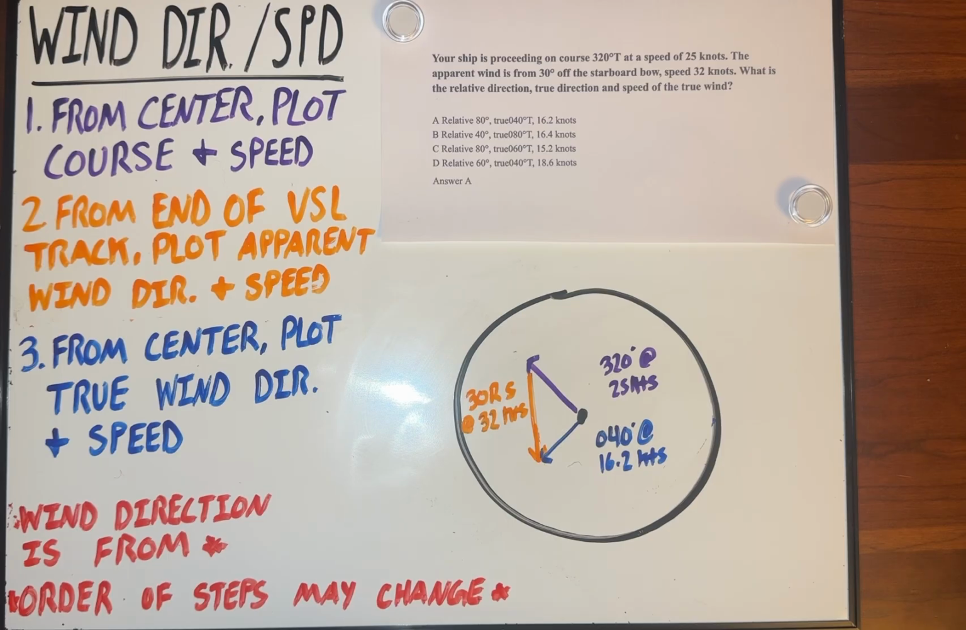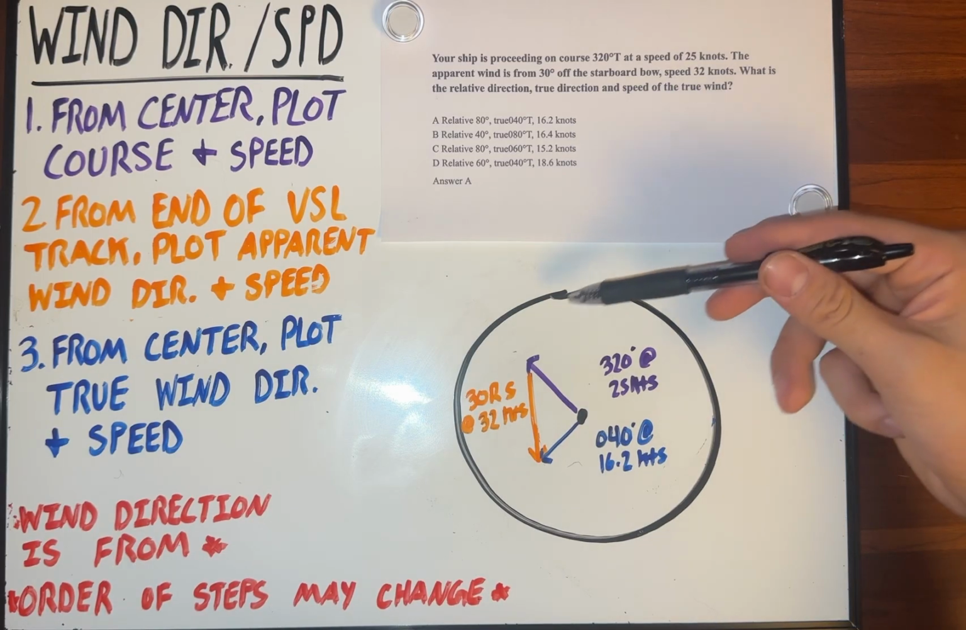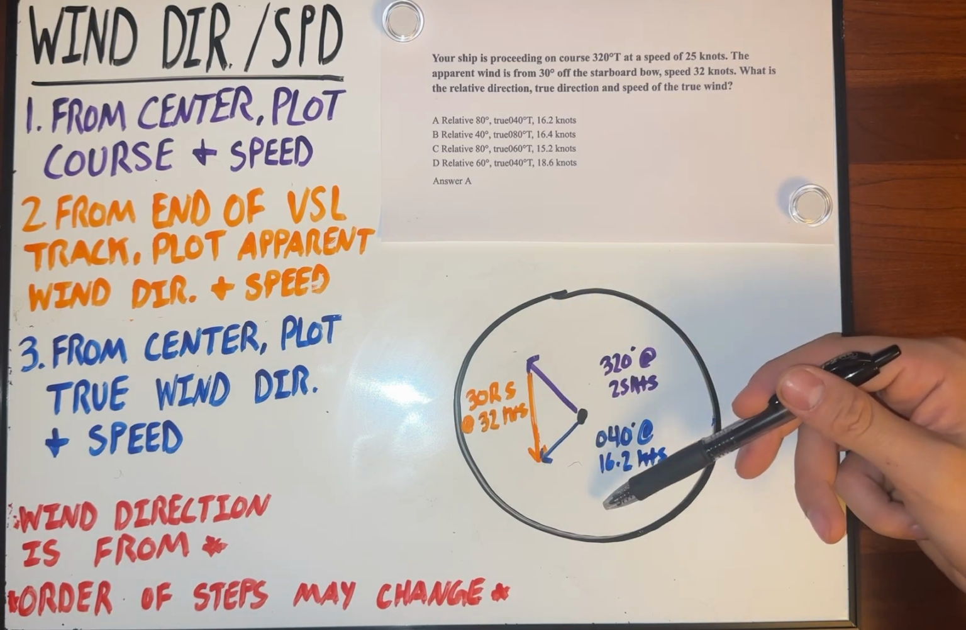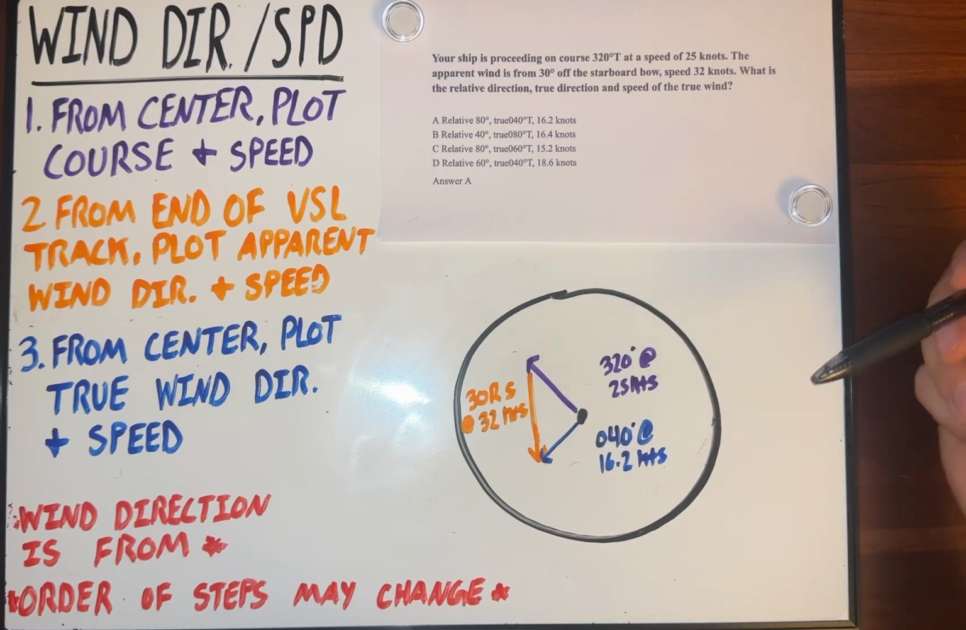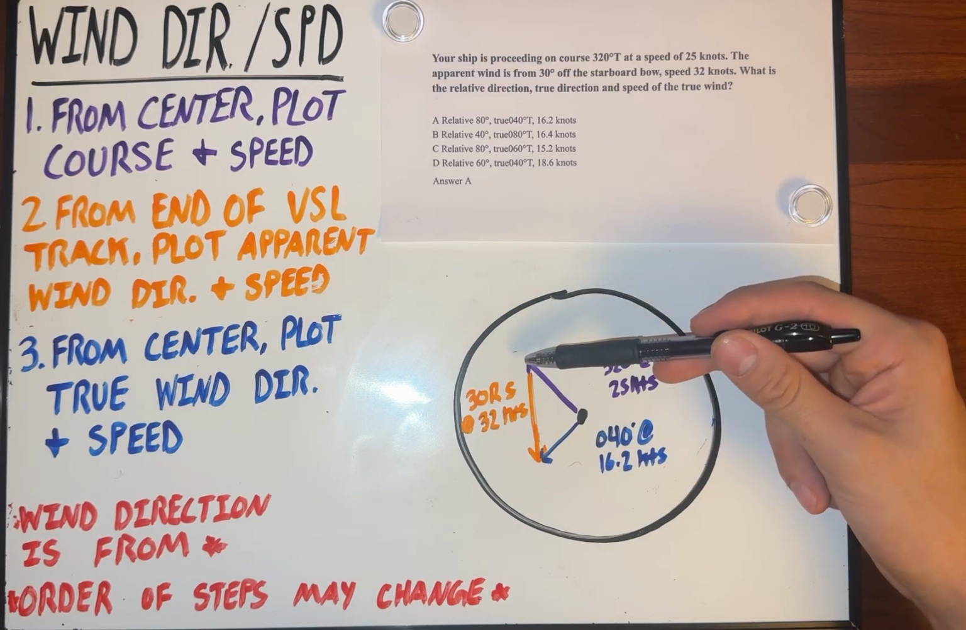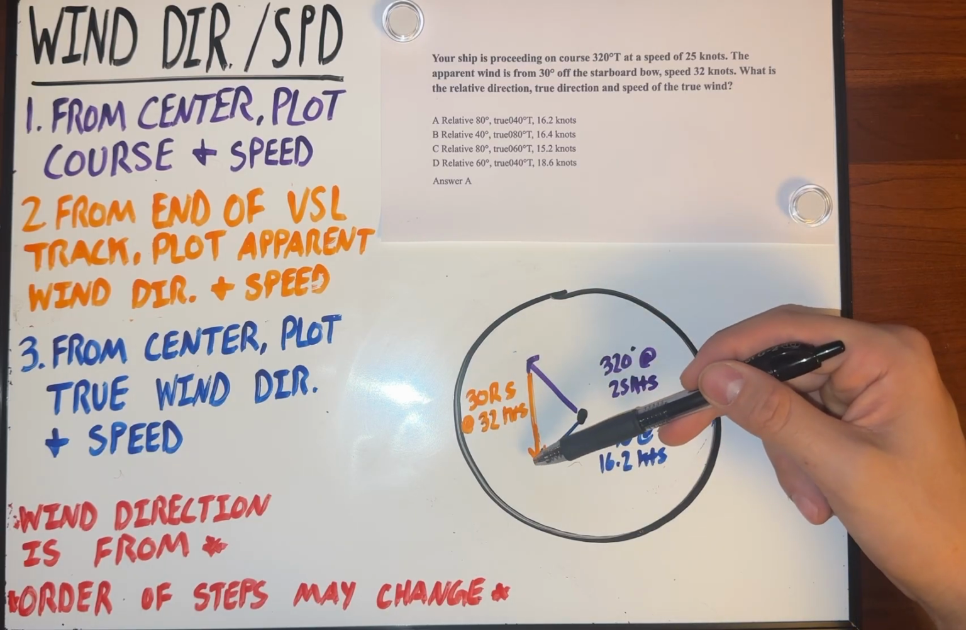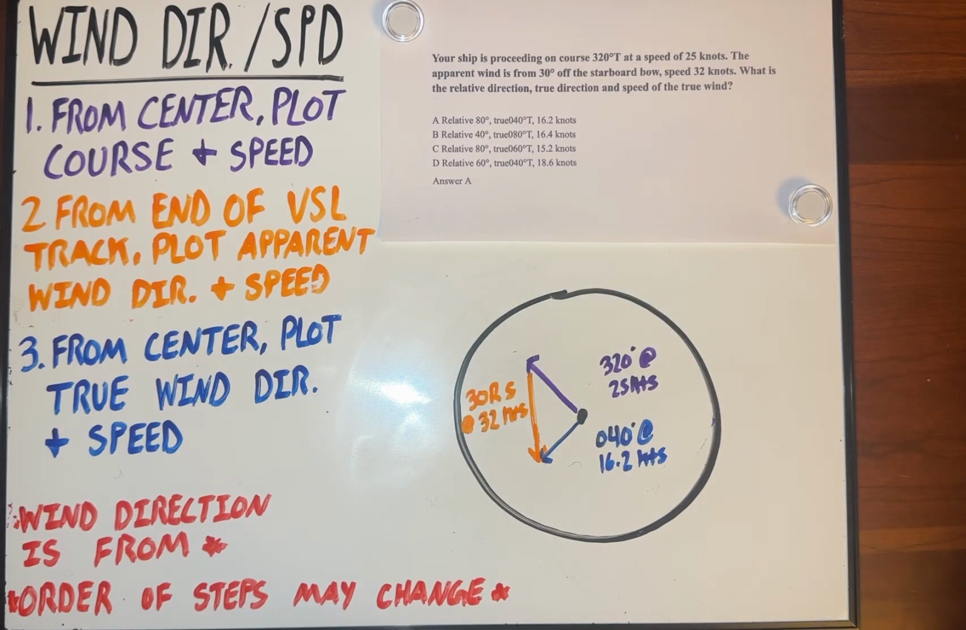Step 2 is from the end of the vessel track, plot your apparent wind direction and speed. Our apparent wind is from 30 degrees off the starboard bow. 320 plus 30 is 350. Wind comes from, so we'll plot from 350 down to 32. We can then transfer that over to the end of the track line for an apparent wind coming from 350 at 32 knots.